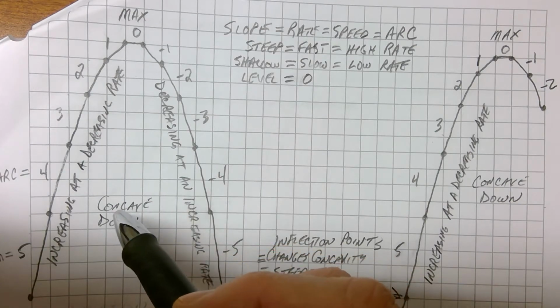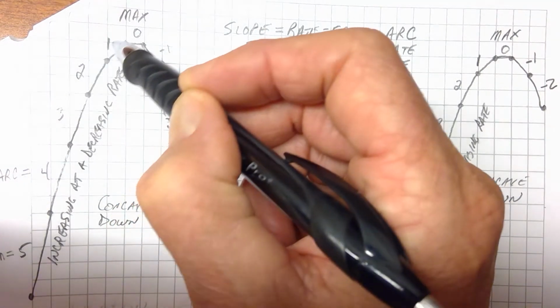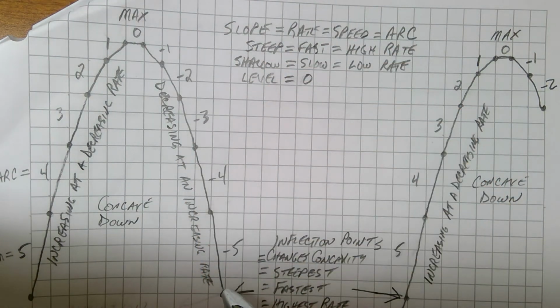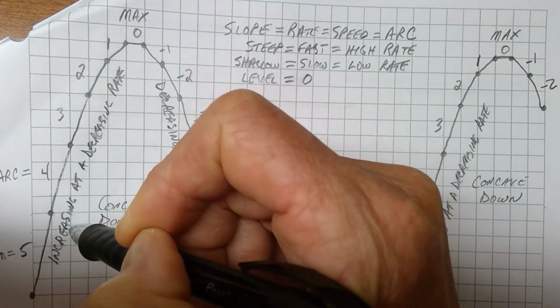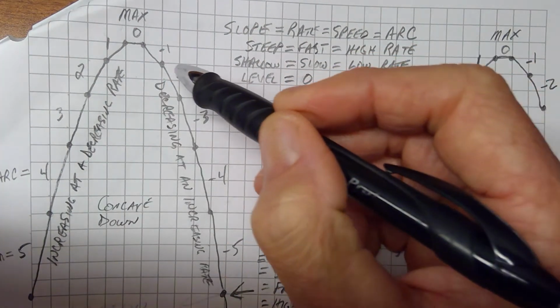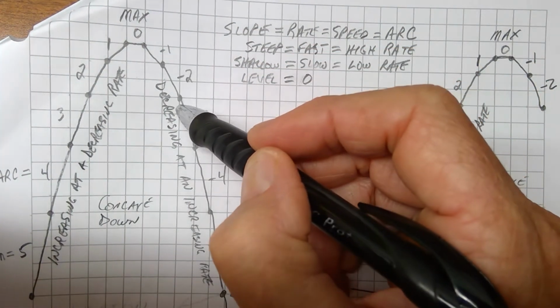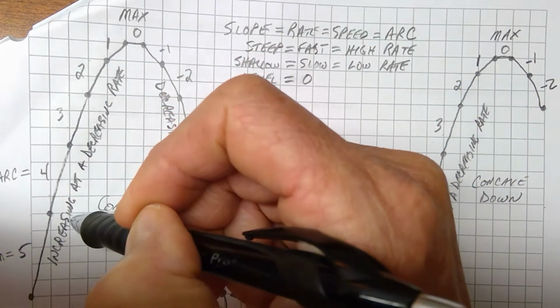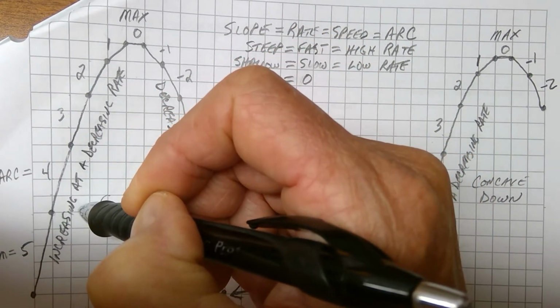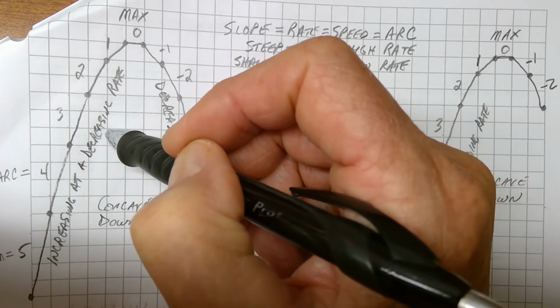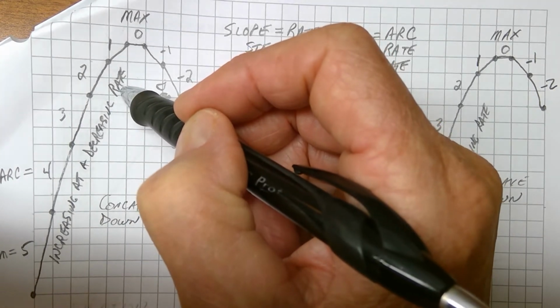Now the two parts of the concave down are where it's going up and where it's going down. If it's going up, we say it's increasing. And if it's going down, we say it's decreasing. We also say what's happening to our slope, what's happening to our rate of change.